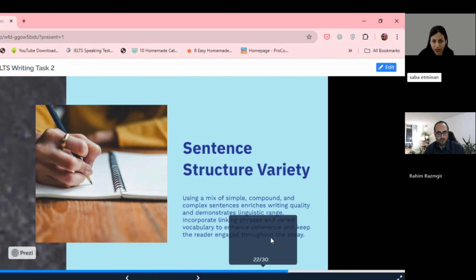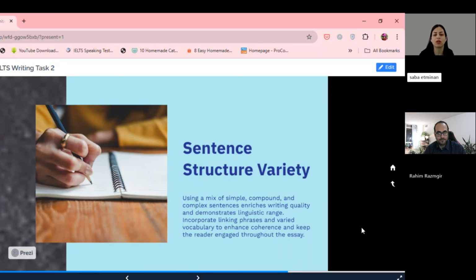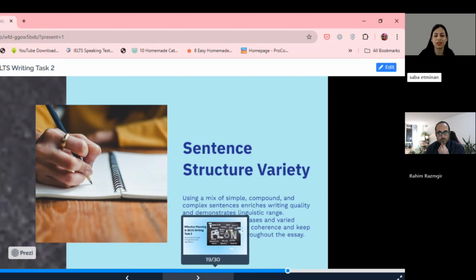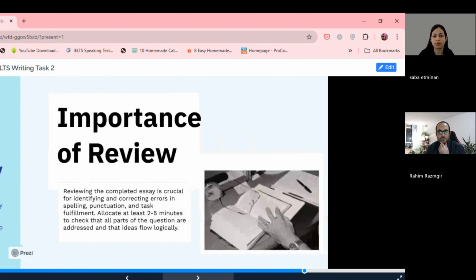Sentence structure variety, of course. Using a mix of simple, compound, and complex sentences enriches writing quality and demonstrates linguistic range. Incorporate linking phrases and varied vocabulary to enhance coherence and keep the reader engaged throughout the essay, something that we talked about in previous videos in detail.